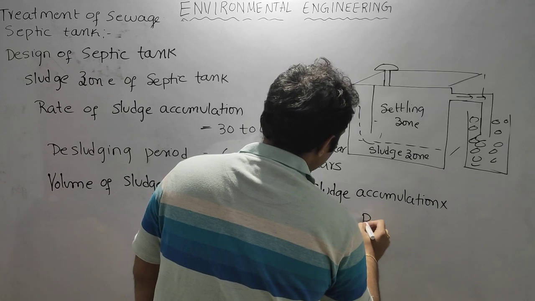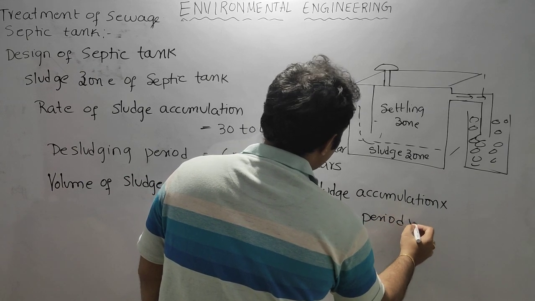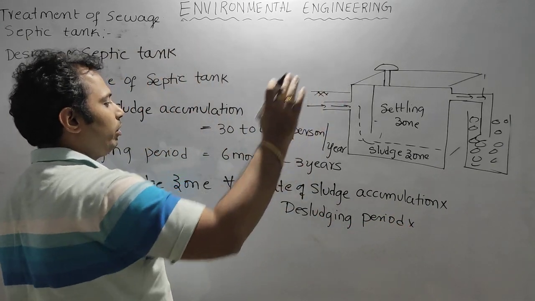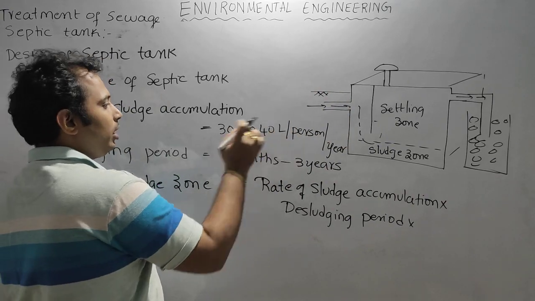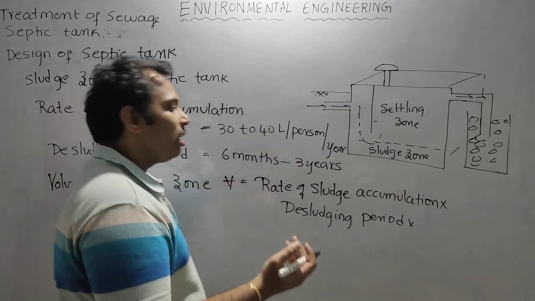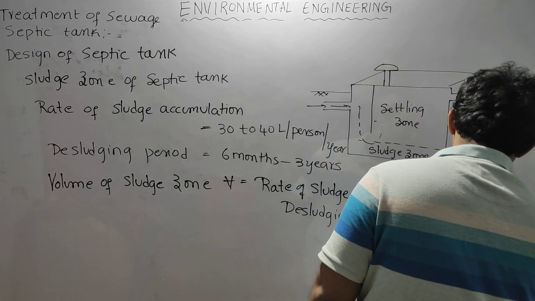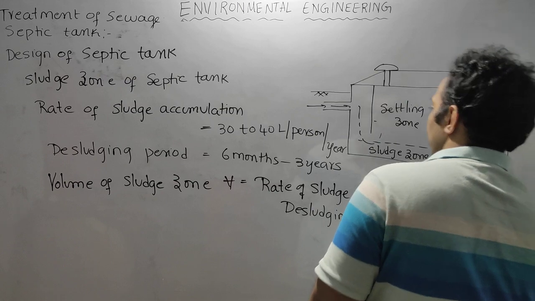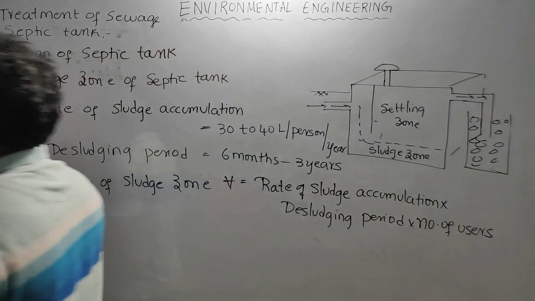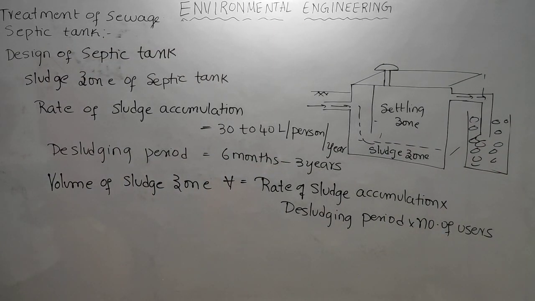Desludging period. So if I multiply it with the desludging period, the year unit will go. Now we have liter per person. If I multiply it with the number of users, then I will get the unit as liter. So that means that is the volume of the sludge zone.